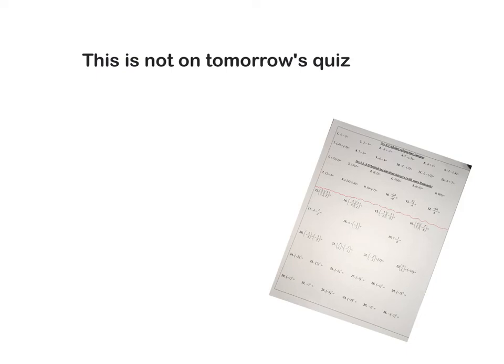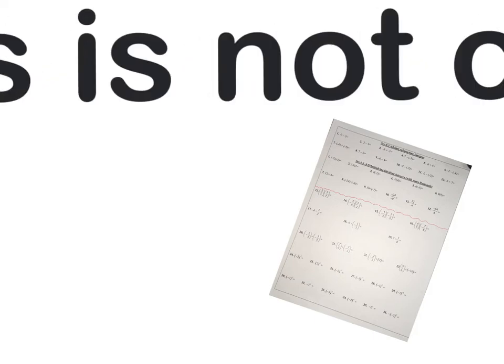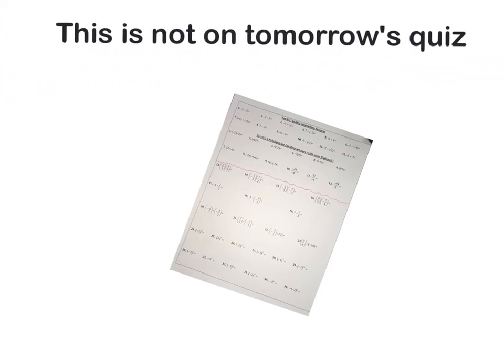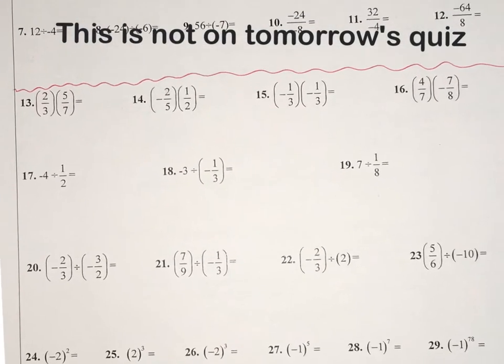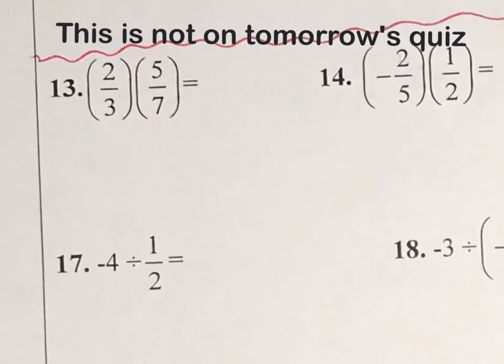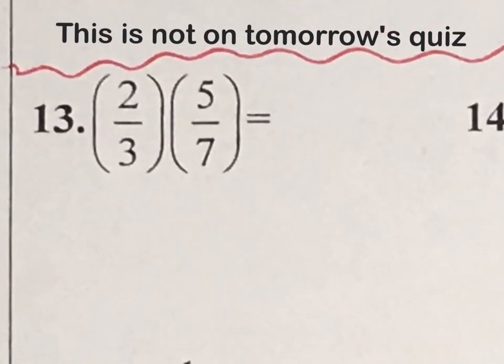So this is not on tomorrow's quiz. Again, this is not on tomorrow's quiz. Okay? But we still want to know for the future how to do the second half of the homework here. All right? And it's really simple. When we multiply fractions, all we do is multiply the top with the top and the bottom with the bottom.